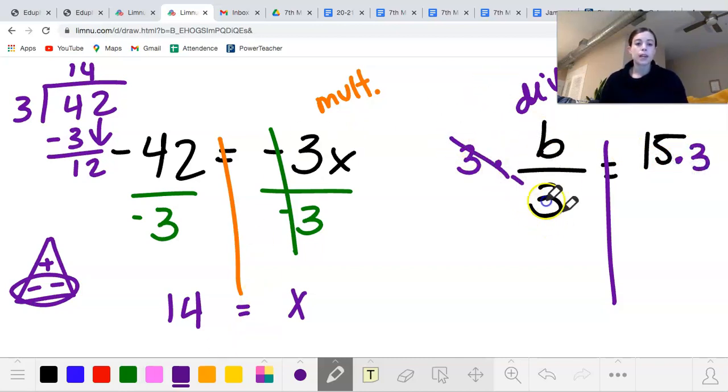If you multiply by 3 and divide by 3, those cancel, so I'm left with just a b, and 15 times 3 is 45. And that's it.